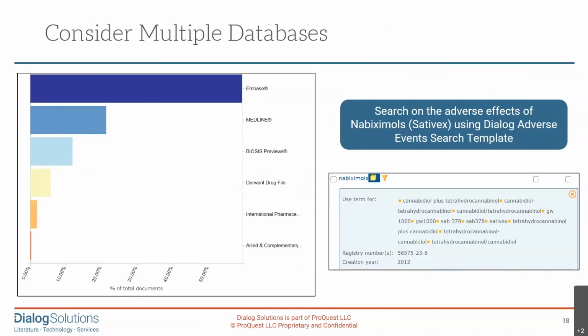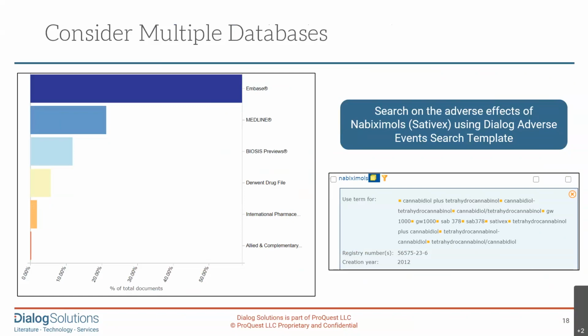I did a little test that I wanted to share with you. So I chose nabiximols, which is a herbal medicine. It's a plant-based spray. And I used the Dialog adverse event search template. So it's a broad search strategy. And I deduplicated the results. I removed the duplicates. And these are the results I got.